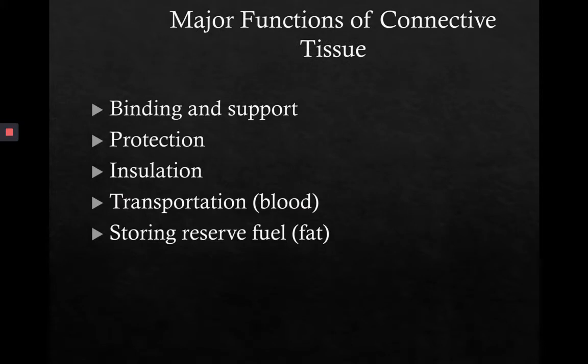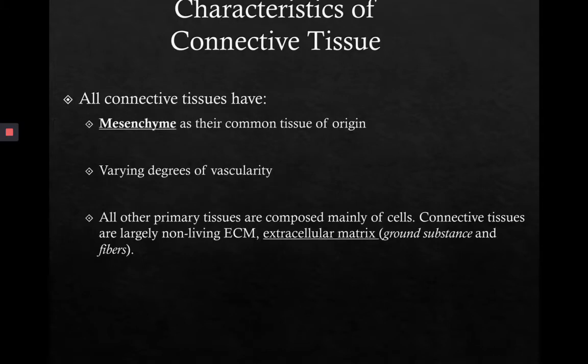The basic functions for connective tissue are binding and support, protection, insulation, transportation, and storing reserve fuel. Insulation and storing reserve fuel is thanks to fat or adipocytes, which are a type of connective tissue. Binding, support, and protection, those are all going to be common functions for most connective tissues, and the transportation function is mainly due to the fact that blood is a connective tissue.